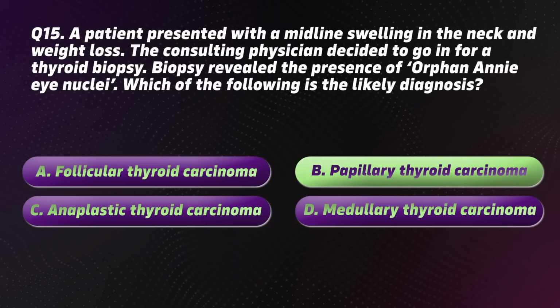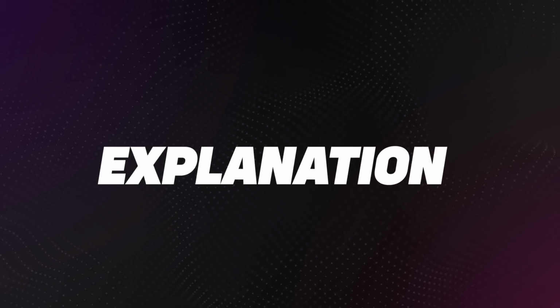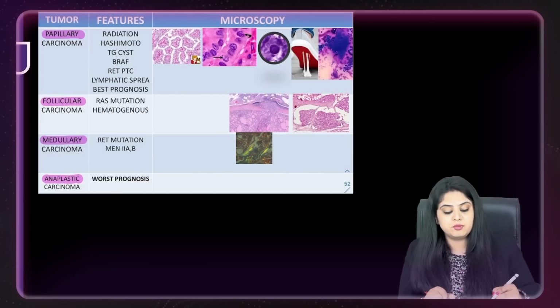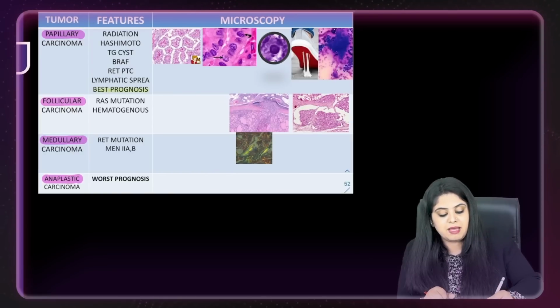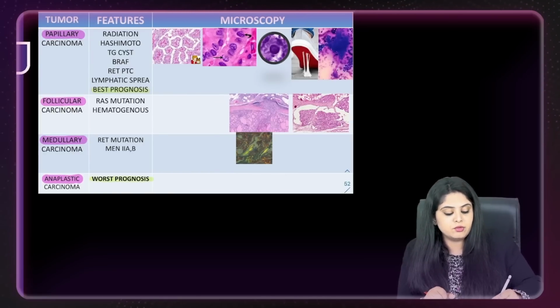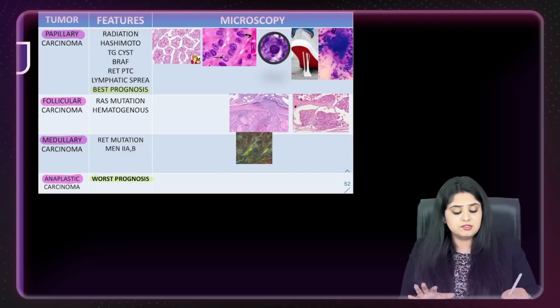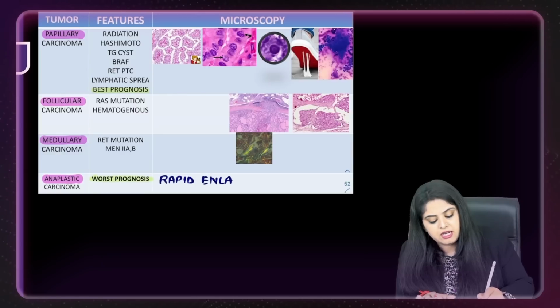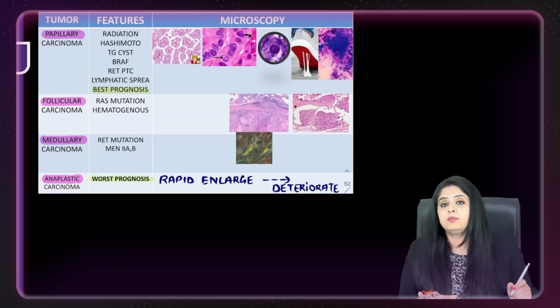Papillary thyroid carcinoma. Here's the explanation. When we are dealing with the cancers, we have papillary, follicular, medullary, anaplastic. Which is the best prognosis? The best prognosis is papillary. Which is the worst prognosis? That is going to be anaplastic. A patient will come to you with rapid enlargement and there's going to be deterioration. The thyroid will rapidly enlarge and there's going to be very severe deterioration, and the person will deteriorate very quickly. So that is why it's said to have a very bad prognosis.